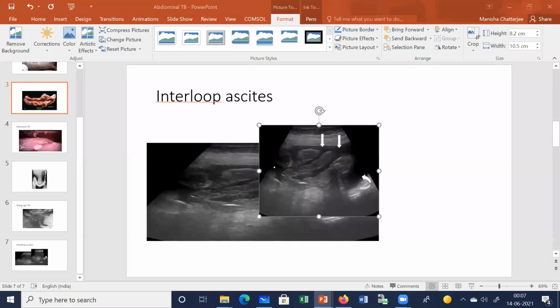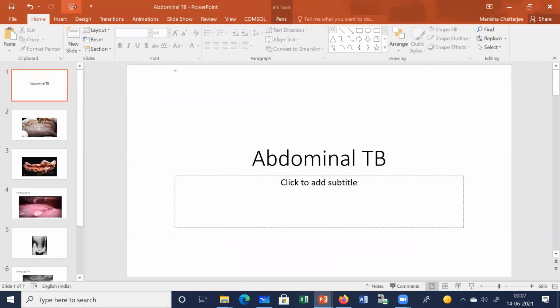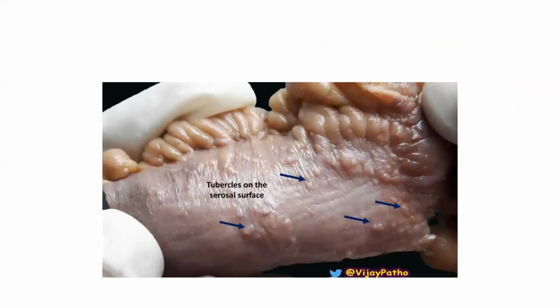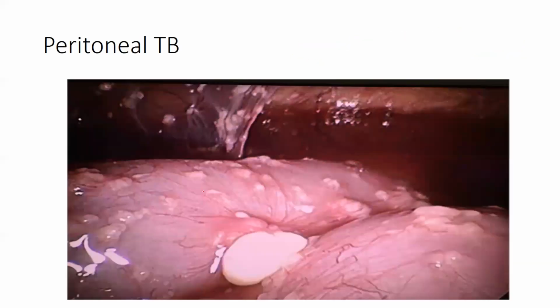Next, let us talk about peritoneal tuberculosis. Just a minute, I just want to show you the pictures here. As I told you, I showed you the ulcerative hyperplastic type. Yes, this is your peritoneal tuberculosis.